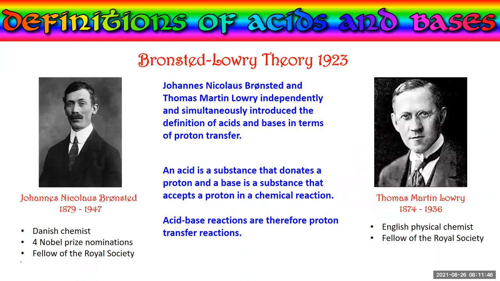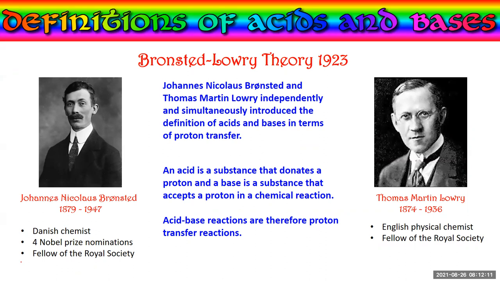along came Bronsted and Lowry. So in 1923, Bronsted and Lowry, they're both credited with this. They came up with the idea at exactly the same time and totally independently. They didn't work together at all, but they both came up with this idea. And so they're both credited with the Bronsted-Lowry theory. And this is the theory we're really going to focus on as far as definitions of acids and bases go.